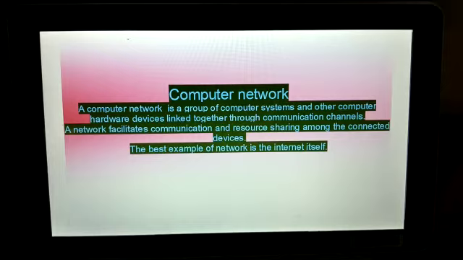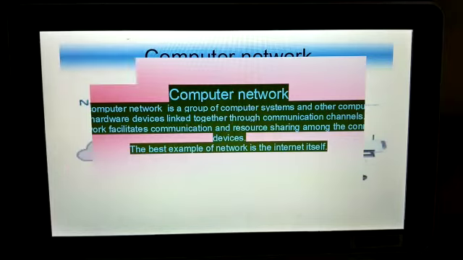What is a computer network? A computer network is a computer system and other computing hardware devices linked together through a communication channel. A network facilitates communication and resource sharing among connected devices. Networks are connected to make a large network, which is called a network of networks. The best example of a network is the internet itself.